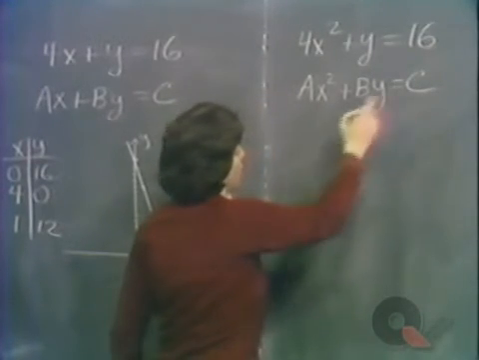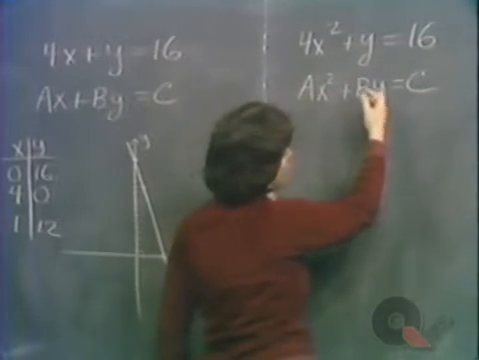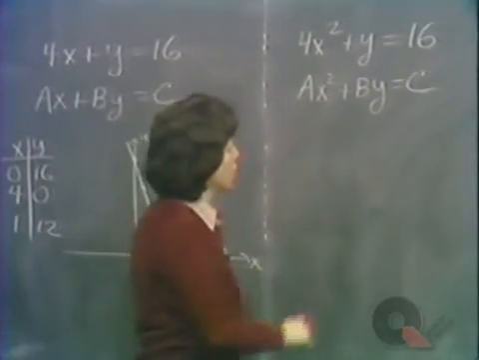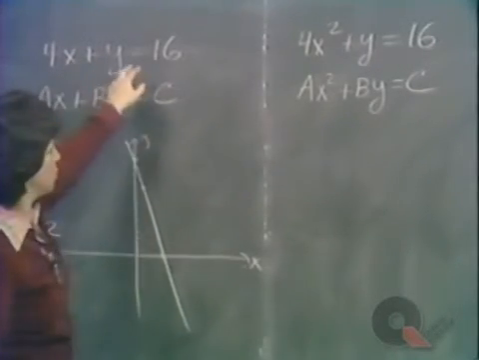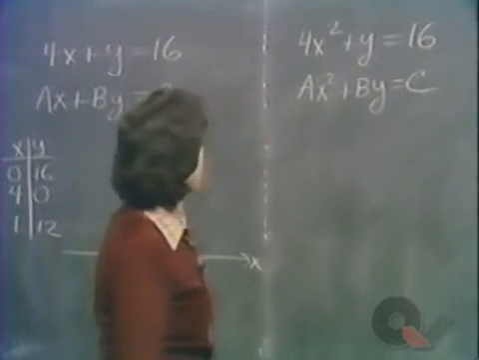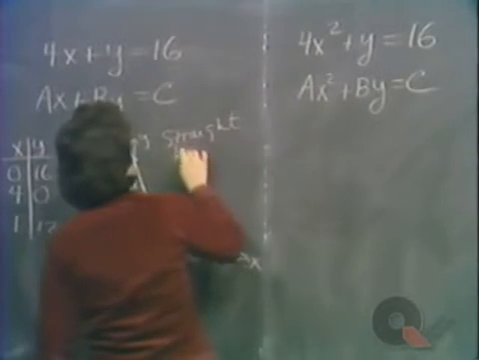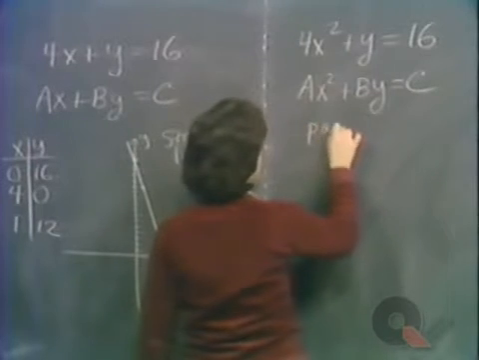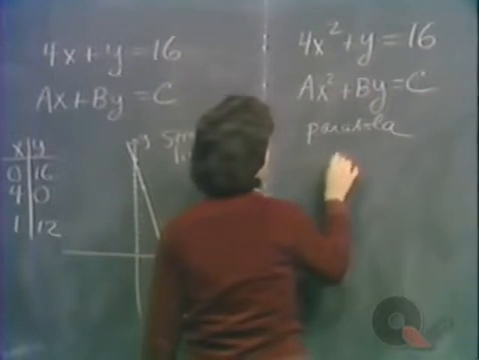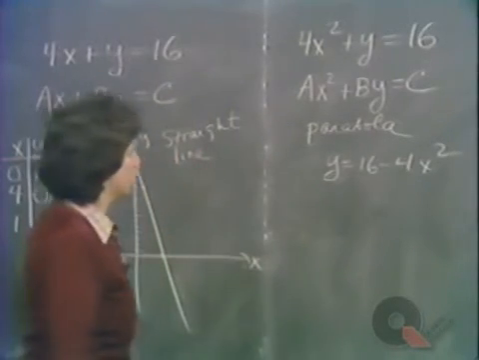The more general equation of the parabola would also have, say, a term involving x. For example, ax squared plus by, maybe plus dx equals c. Okay, but this is certainly a parabola. Whereas all we did was change 4x plus y equals 16 to 4x squared plus y equals 16, and we now have an equation of a parabola. This one was a straight line, and this is a parabola. Okay, if you'd like, you could write this as y equals 16 minus 4x squared. But, of course, it can be written in any form whatsoever.